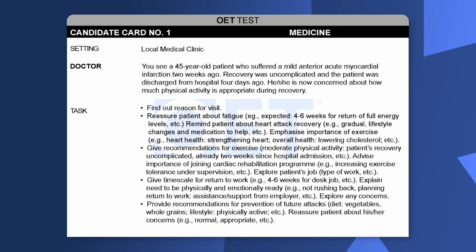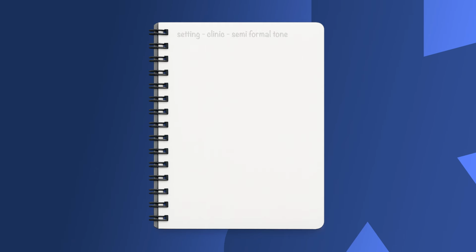So let's look at the role-play card again. On the left-hand side, you'll see 3 headings: the setting, your role, and tasks. Start with the setting. Stop and think about it for a moment. The setting is important because it shapes how you communicate and what style of language you should use. For example, you should use more formal language in a hospital, but for a home visit, your tone can be warmer, more relaxed, and conversational. In this scenario, the setting is a local medical clinic, so the tone you should use can be a bit more informal but professional. Let's take some notes. Write down setting, clinic, semi-formal tone.